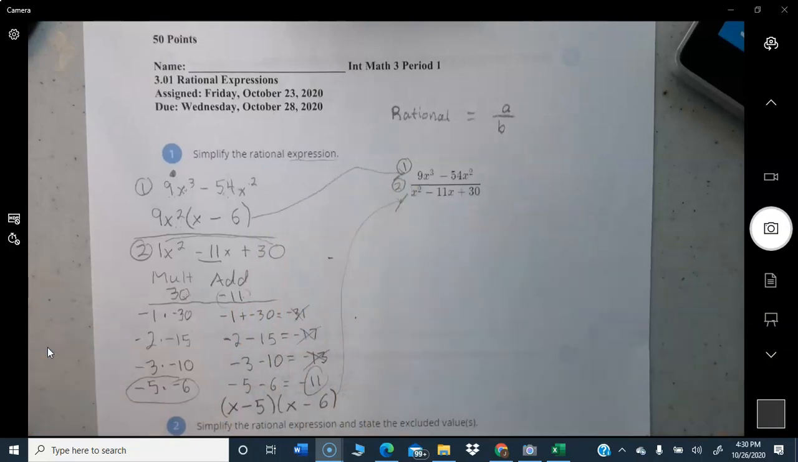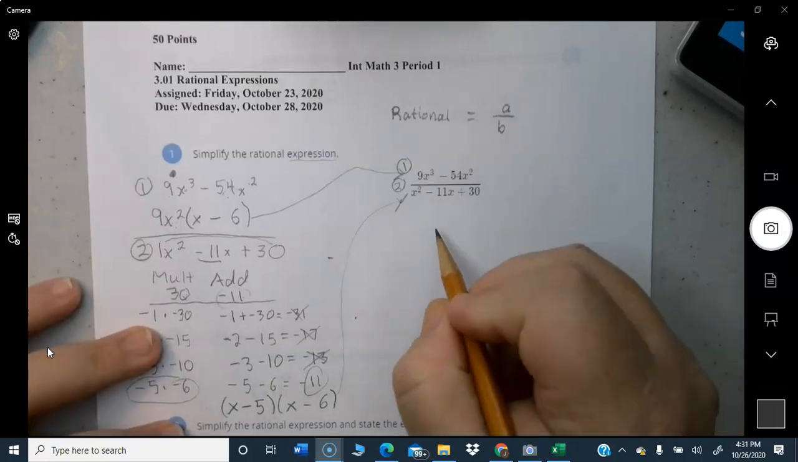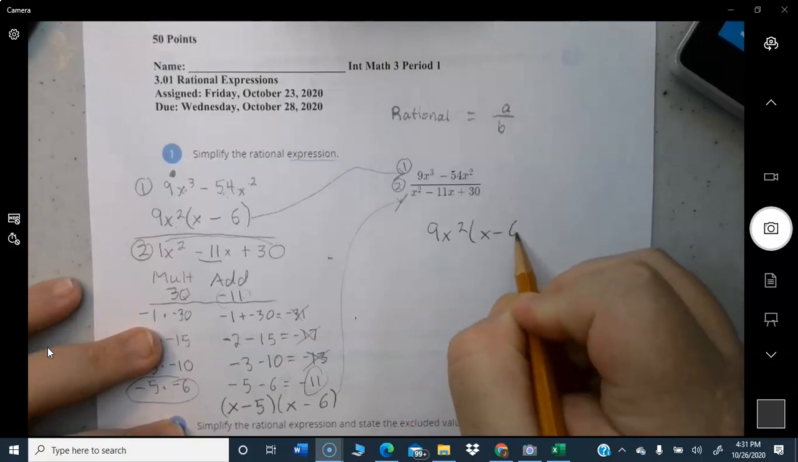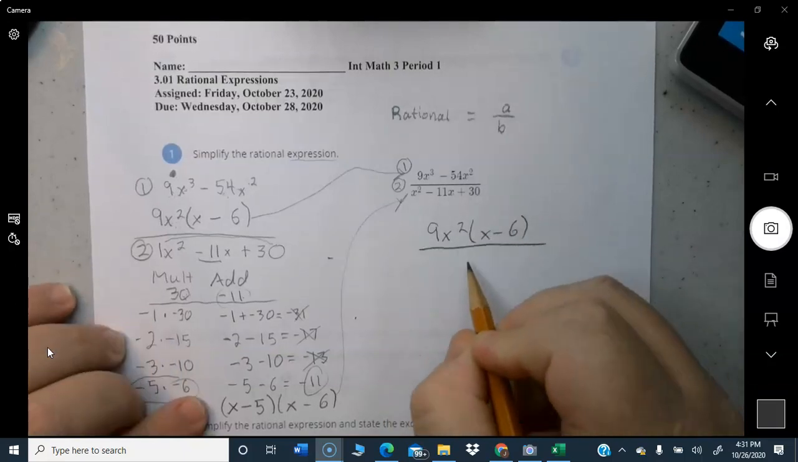Okay, so that is equal to this, and this is equal to that. So now we put them on top of each other, put them back together, as this is the Humpty Dumpty, putting Humpty Dumpty back together again. So it's 9x squared, x minus 6 over this down here.